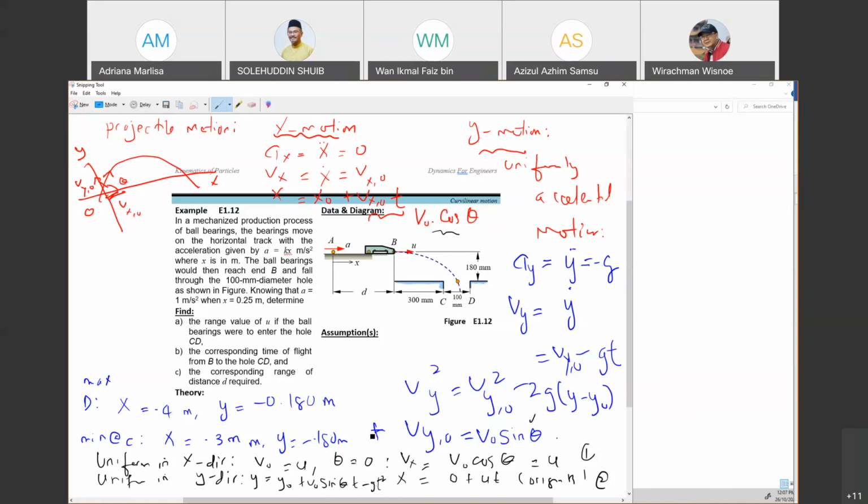And then you start to solve and get the value of u equal to 1.57 meter per second, then t equal to 0.19 second. This one you can try, can try. I just give you the answer.